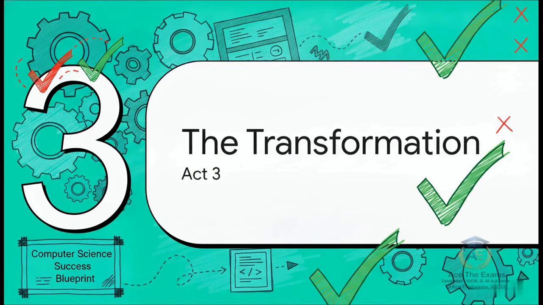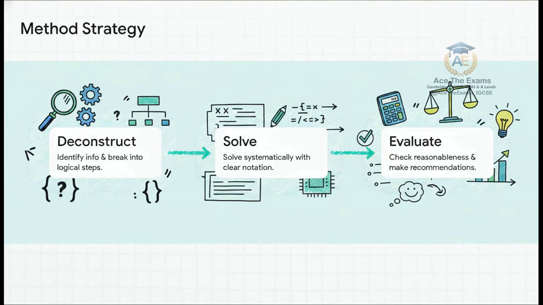Act 3, the transformation. Okay, we've talked about the theory, but now we're moving into the practical methodology phase. Let's look at how the computer science success blueprint actually turns those harsh red pen marks into beautiful green check marks. Here it is. This is your ultimate problem-solving framework.